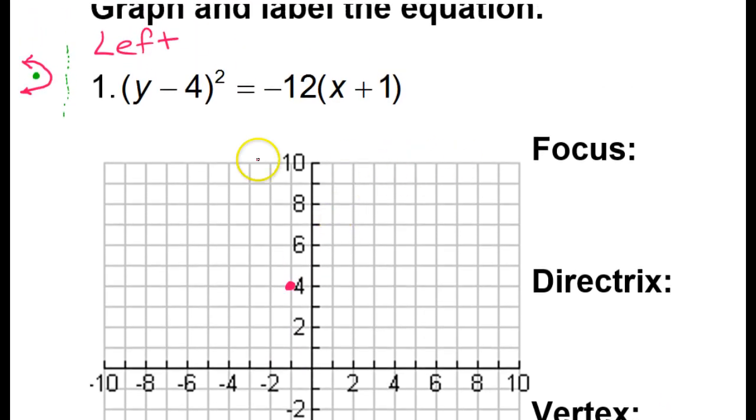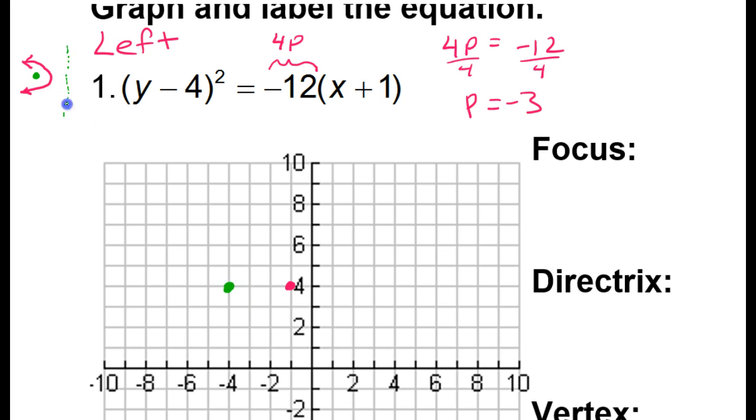Next, I need to find the focus. To do that, I'm going to recognize that this number in the front is 4p. So that means 4p equals -12. If I divide both sides by 4, I get p equals -3. The significance of that is the -3 tells me where to put the focus. I know that the focus is to the left of the vertex. The -3 tells me that it will be exactly 3 to the left. So 1, 2, 3. Boom, here's my focus.